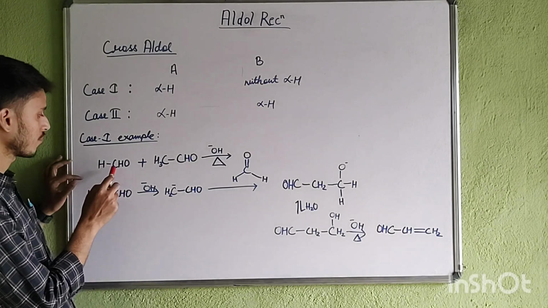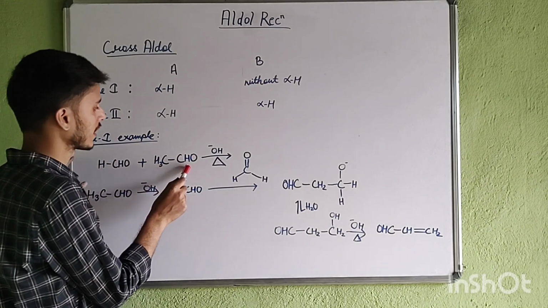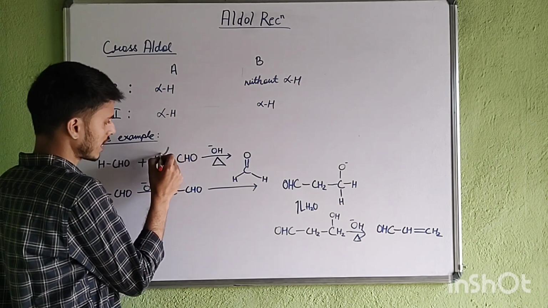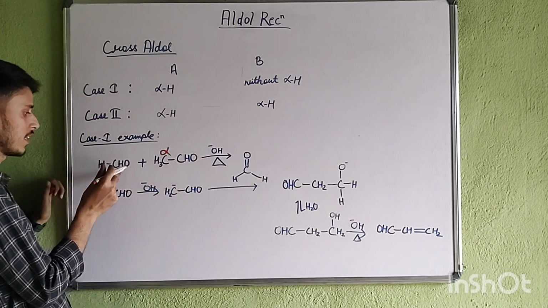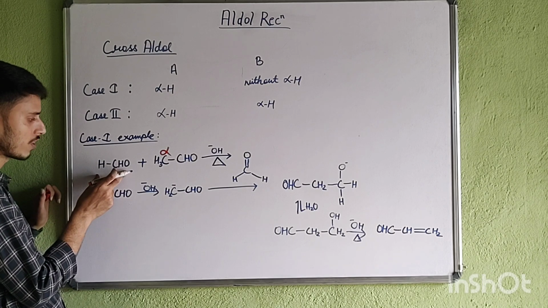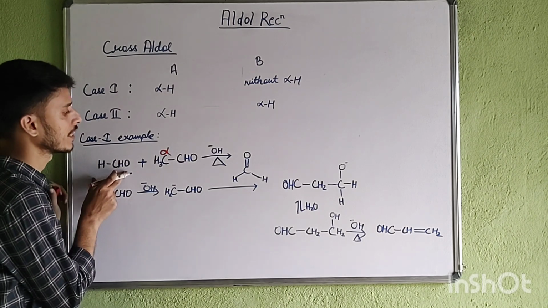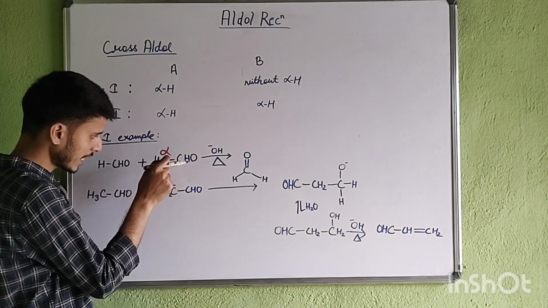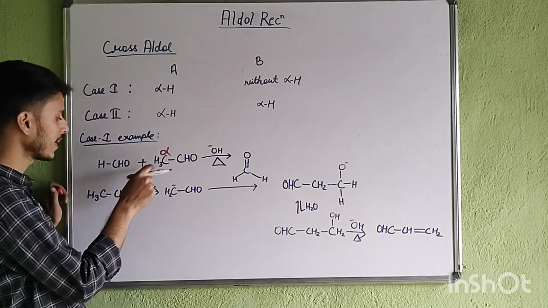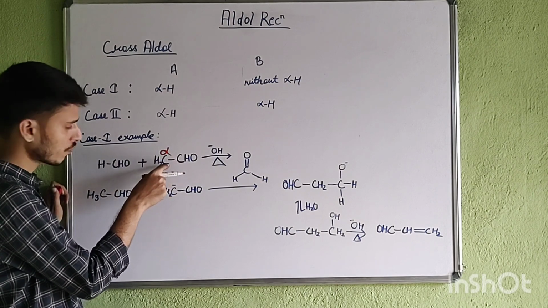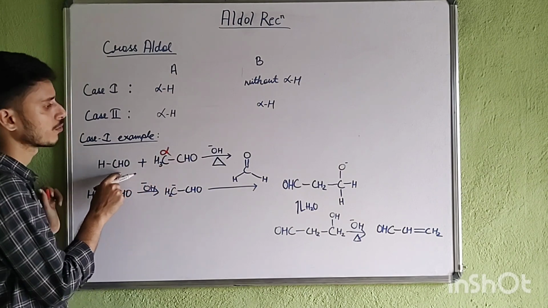Here we have formaldehyde and acetaldehyde. Here we can see this is the alpha carbon, and formaldehyde does not have an alpha carbon. So this will not form enolate. This will form enolate, and then this will go and attack on this. This will become the nucleophile and this will attack on this carbonyl.